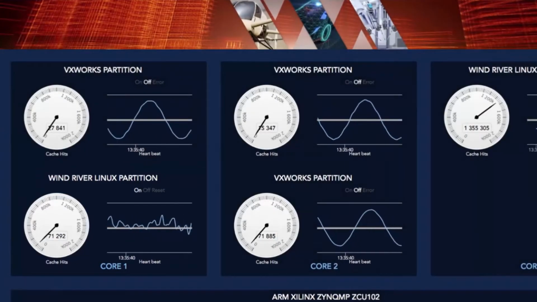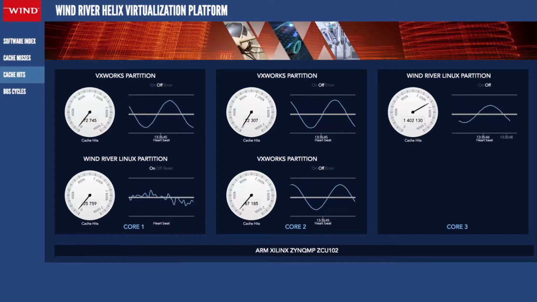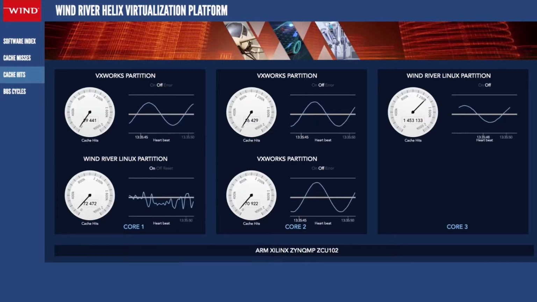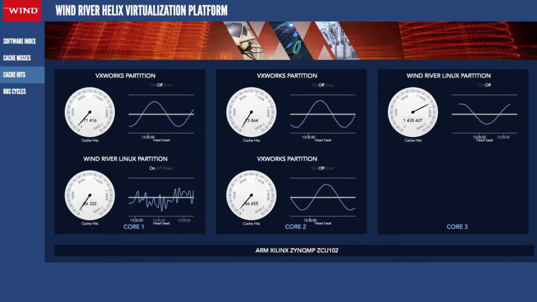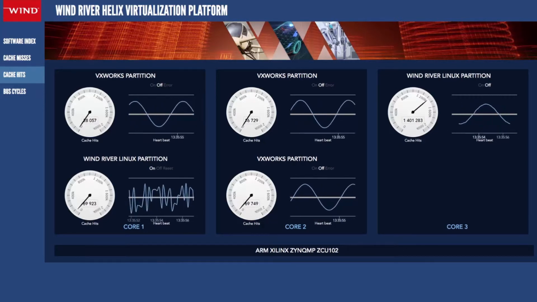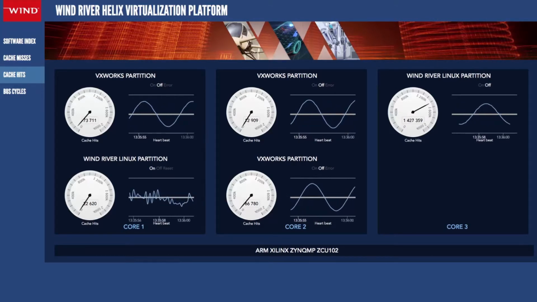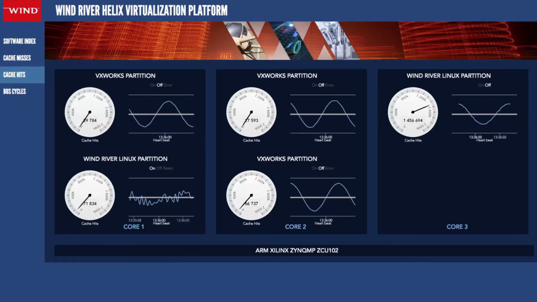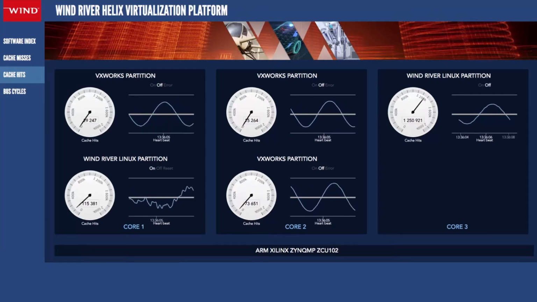But you see how the other partitions remain uninterrupted. You can see from their sine waves in the dials. The partitions running on the other cores are uninterrupted, but even the VxWorks partition that's sharing the same core as the Linux partition is not affected and can continue to run its critical applications. And memory on the other partitions is not affected. CPU utilization on the other partitions is not affected.